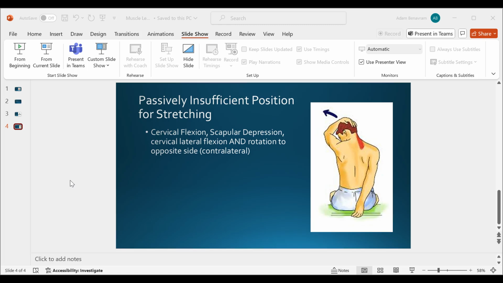The thing I want to do is cover the passively insufficient position for the levator, which will be good for stretching it. So in the neck, there will be cervical flexion. And then you also want to do scapular depression. So in this picture, you can see he's grabbing the bottom of that bench to pull that shoulder blade down. And then also you want cervical lateral flexion and rotation to be to the opposite side of the levator that you're trying to work. So in this example, he's trying to stretch out that right levator. So he's laterally flexing his neck to the left, and he's also rotating or looking to the left in order to fully stretch it. And that's the levator scapula.